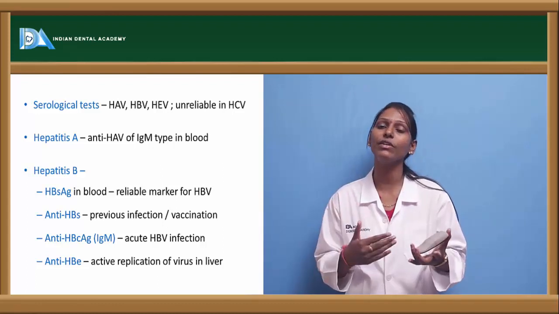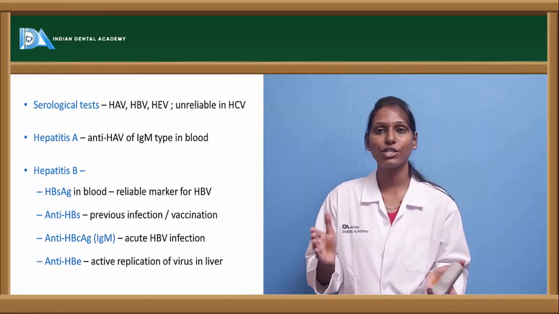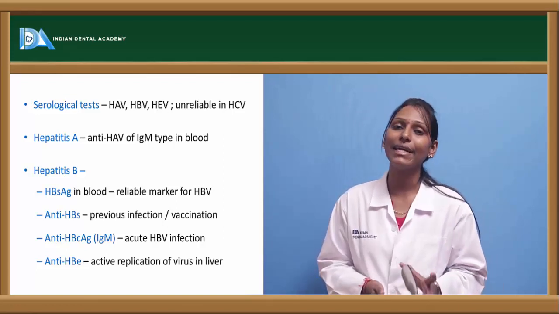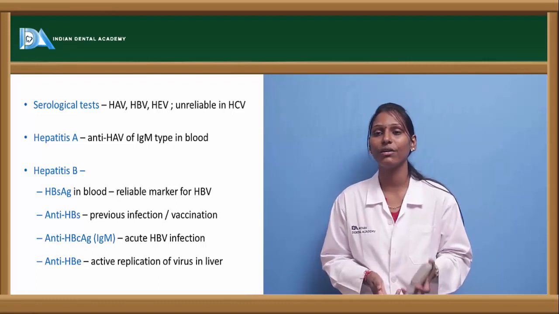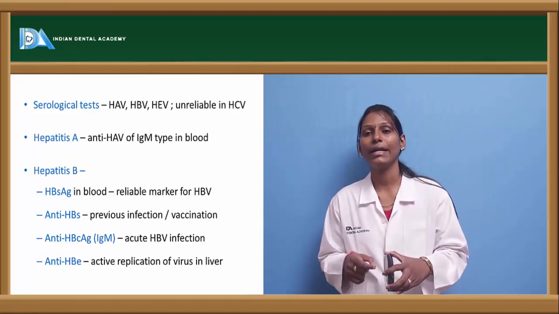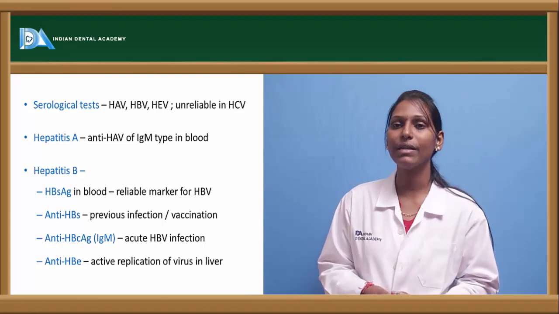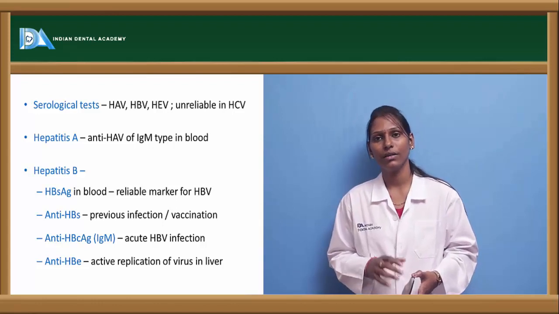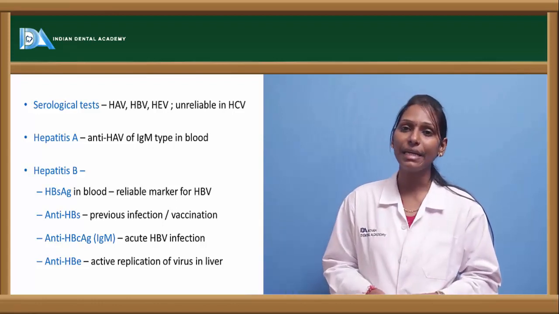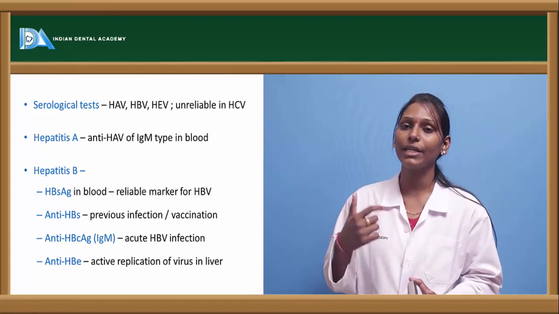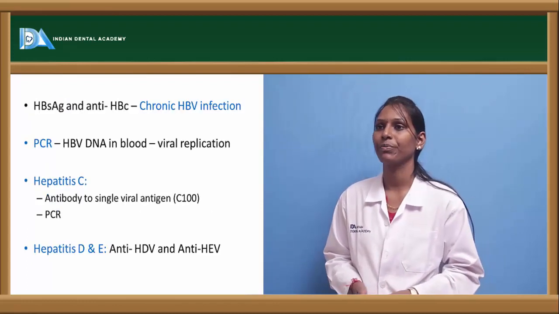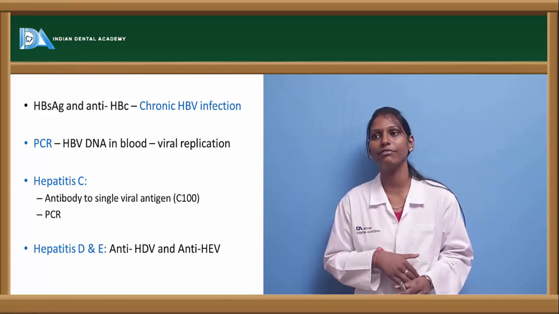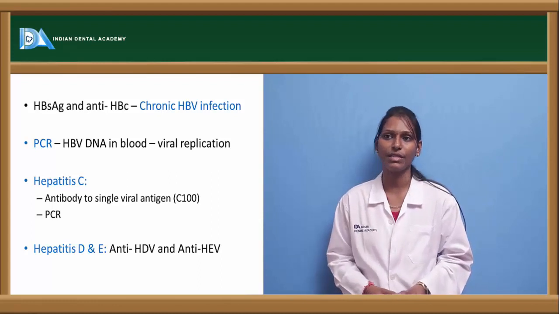If the patient had suffered from hepatitis caused by HBV, then there will be an increase in anti-HBs. Then we also have anti-HBc, the antibody against the core antigen of the hepatitis B virus. It helps us in identifying acute hepatitis B infections. Next we have anti-HBe, which is helpful for knowing any active replication of the virus within the liver. For chronic HBV infections, the patient can be tested for HBsAg and anti-HBc.